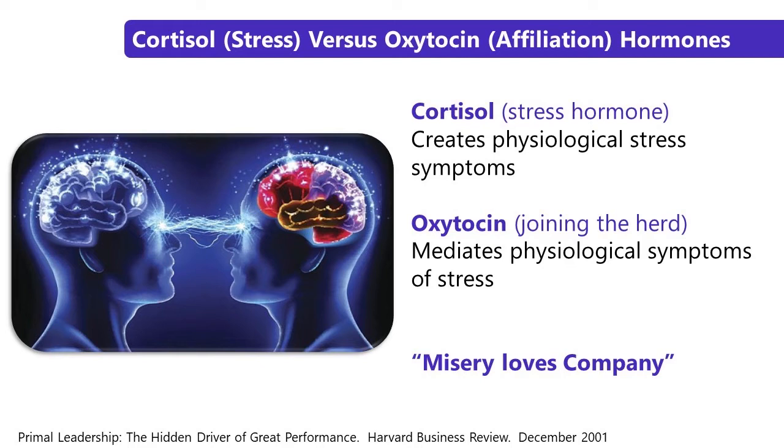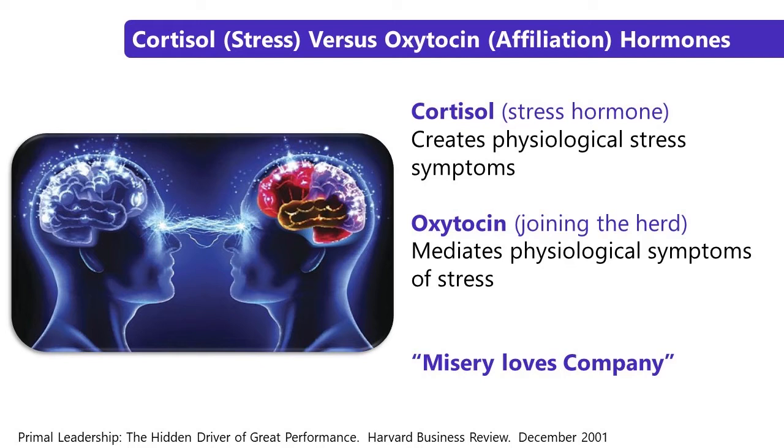So it starts to make us think about change for a second. Change is stressful, so we get cortisol. But when we join other people in experiencing those things, we also get a good feeling in our brain with oxytocin, because oxytocin feels good. So when we join other people in feeling bad, our brain is telling us we have to feel good about feeling bad. And that's why there's this cliche in our world of misery loves company.